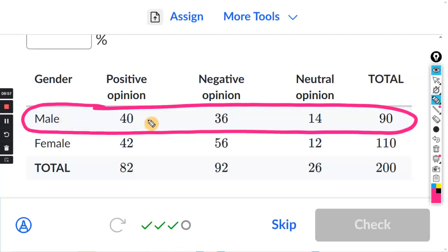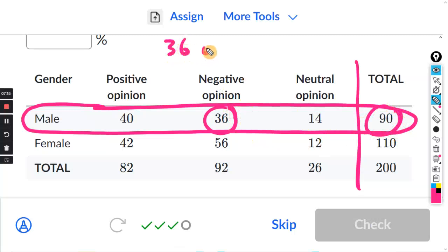And what percent had a negative opinion? Well, we have the total here on the right. The negative opinion is here. Here's the males. That's going to be 36 out of 90. 36 out of 90 had a negative opinion. So if we want the percentage, we could just do 36 divided by 90. And let me go to the calculator. And I get 0.4.